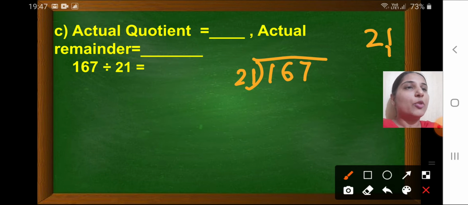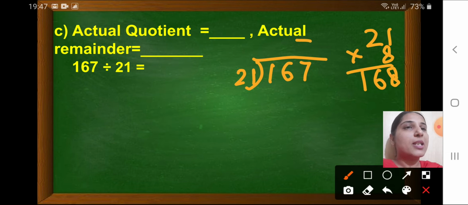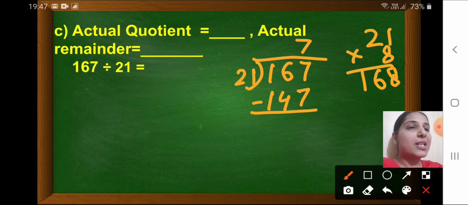So children, 21 8s would be: 1 8 is 8, 2 8s are 16. It will be more than 167. We are getting 168 here. So how many times? 21 7s are, so 21 7s we will get 147. You can multiply and see, you will get 147. So 7 minus 7, 0, and 6 minus 4, 2, 1 minus 1, 0.